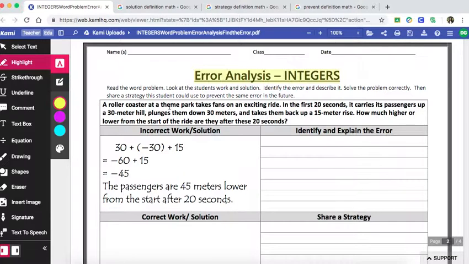A roller coaster at a theme park takes fans on an exciting ride. In the first 20 seconds, it carries passengers up a 30-meter hill, plunges them down 30 meters, and takes them back up at a 30-meter rise.